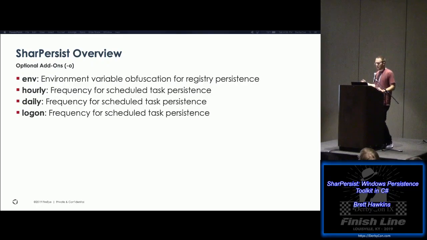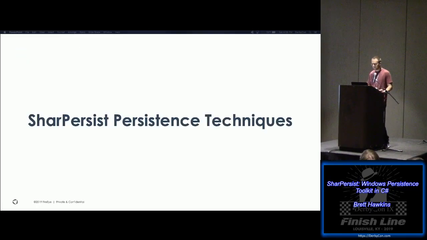And then the optional add-ons apply to just a few techniques. You're going to see the first one here in the demo. So there's ENV. That's for environment variable obfuscation for registry persistence. Basically, rather than having your commands and arguments stored in the registry value, it's going to be an environment variable. And then the other 3 here, hourly, daily, and logon, are for specifying your frequency for the scheduled task persistence.